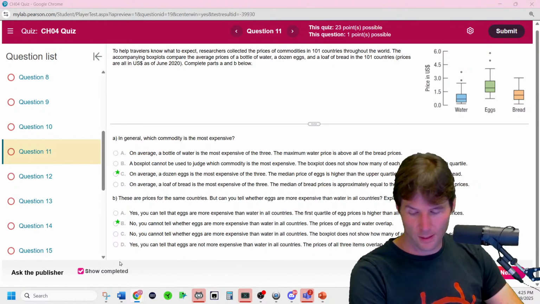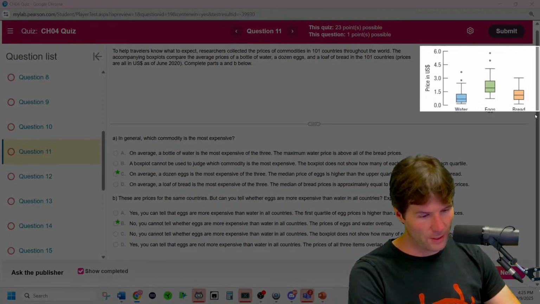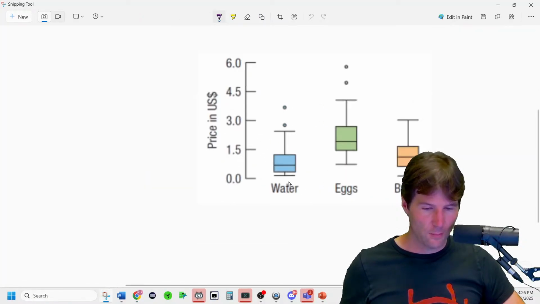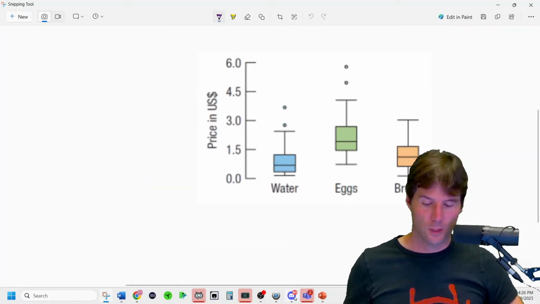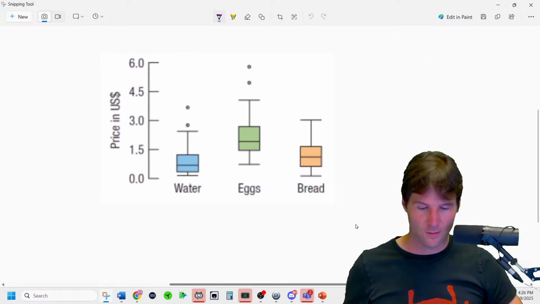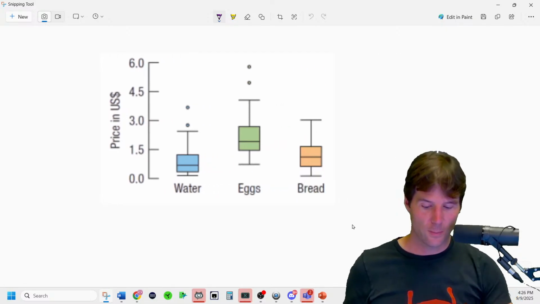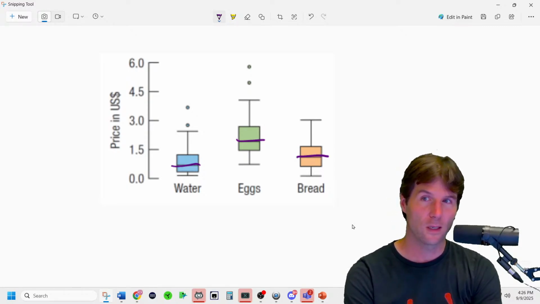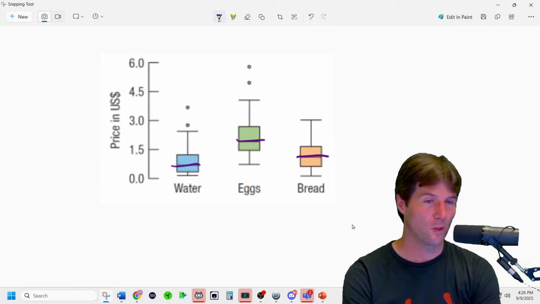Which commodity is typically most expensive? We're not even going to look at their questions. Typically means a measure of central tendency. Central tendency means mean or median. So which one is typically most expensive?